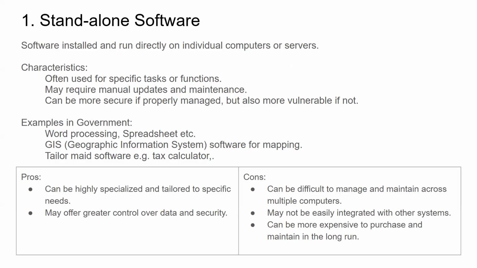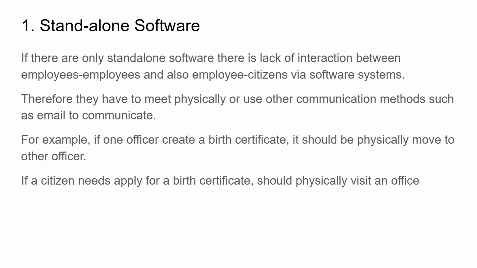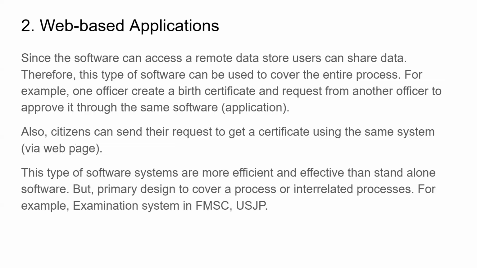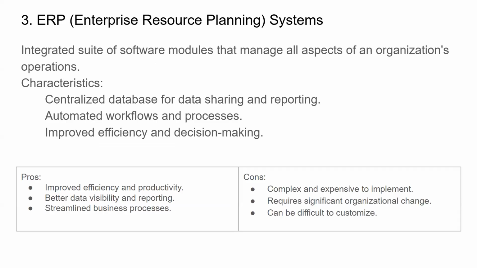Otherwise, now we have discussed what is standalone software. Right, and thereafter we discussed web-based applications. And then ERP systems, enterprise resource planning systems. I select this one since you can read so many books about ERP systems, and normally it is module wise. Module wise means we can add modules.